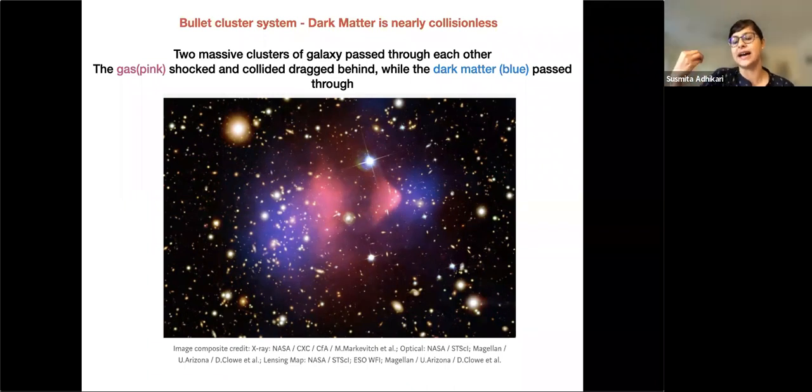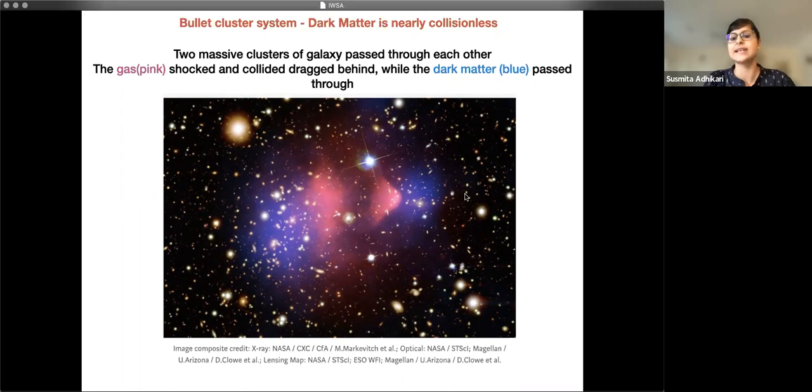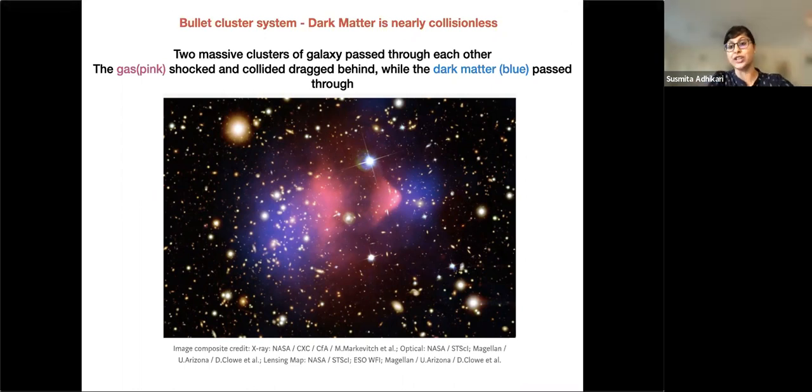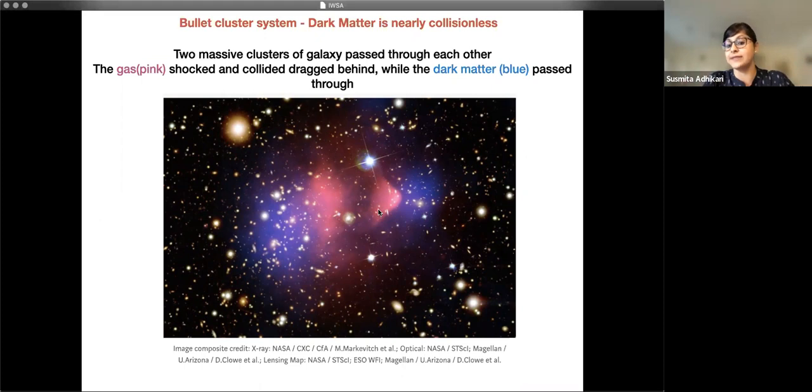which tells us that not only does dark matter not interact through electromagnetism, does not emit light, and interacts only gravitationally, it actually told us dark matter is collisionless. Unlike gas, which is collisional and can interact through hydrodynamic forces, has pressure and temperature, we found that dark matter is in fact collisionless. So what we are looking at here is the bullet cluster system.